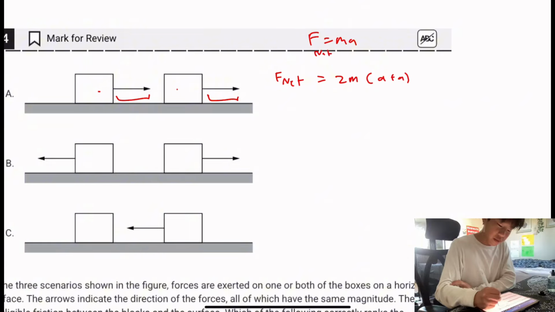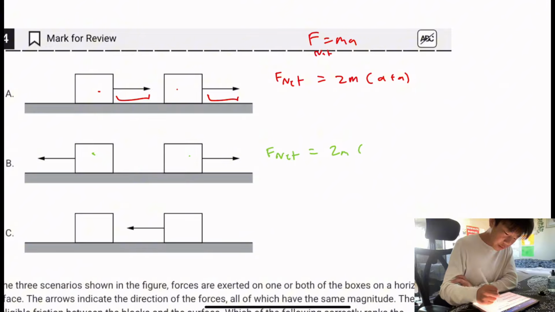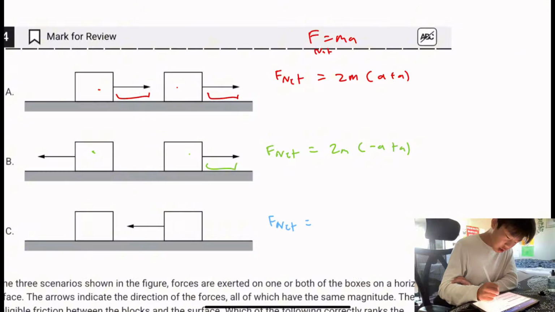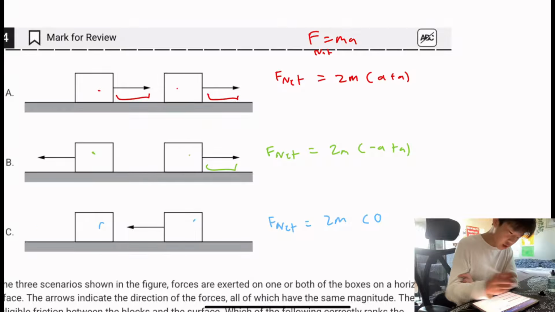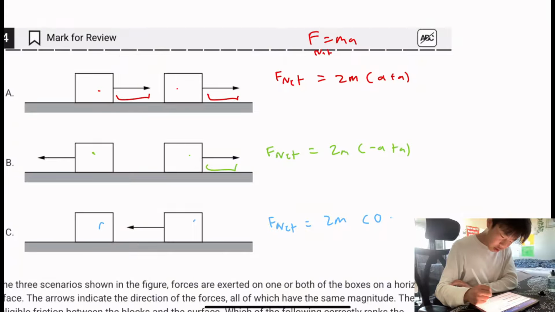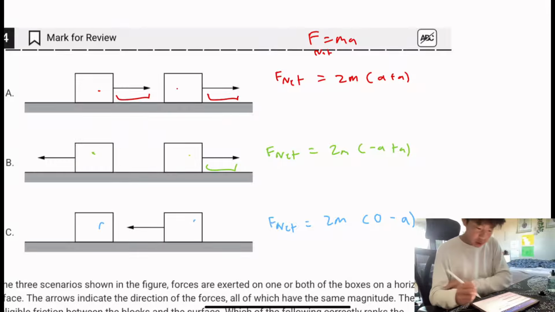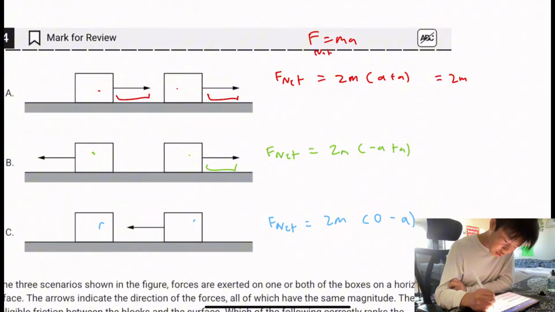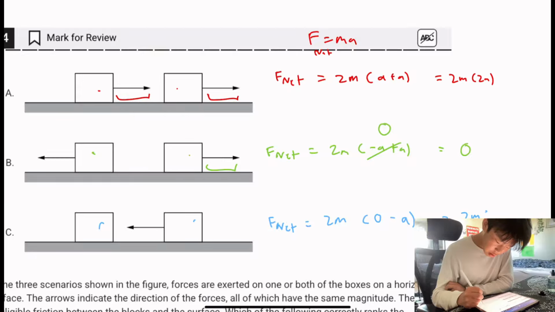So we're going to do a plus a. For this one, F net is equal to 2m times 2a. One is a negative acceleration, negative a, and one is a positive acceleration, positive a. For this one, F net is equal to 2m times 0, because this one doesn't have an acceleration, plus 0 minus a. Now when we simplify everything together, we get 2m times 2a, and for this one, we get 0, because the a's cancel out, everything becomes 0. This one becomes 2m minus a.